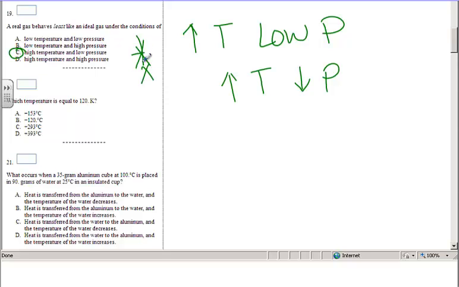Remember this. Which temperature is equal to 120 Kelvin? So this is going to be 120 minus 273. You know you're going to get a negative number, and you're going to get minus 153. So the answer is A.